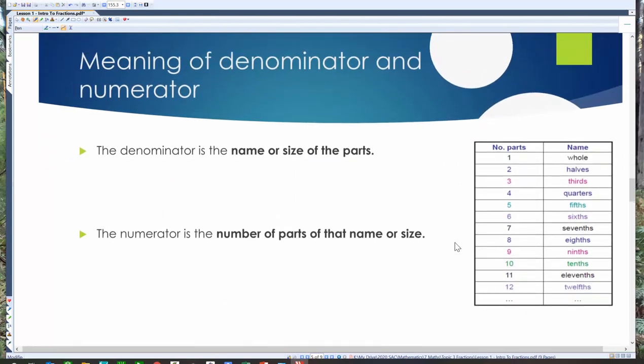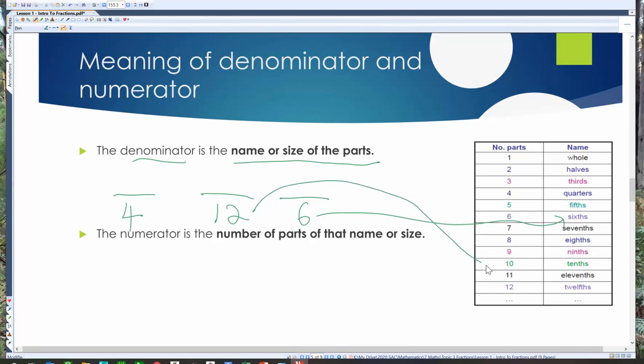All right, so what do the denominator and numerator mean? Well, the denominator is the name or size of the parts. For example, a game of netball has 4 parts. So that's what the denominator has, the number of parts. You can divide a cake perhaps into 12 parts. A pizza might be divided into 6 parts. These denominators actually have names. So if we divide a pizza into 6 parts, we call that sixths. If we divide a cake into 12 parts, we cut it into twelfths.